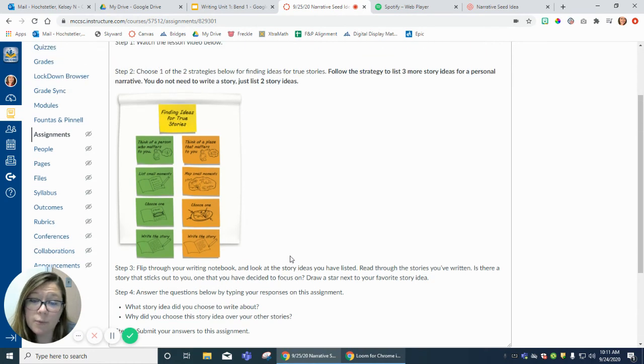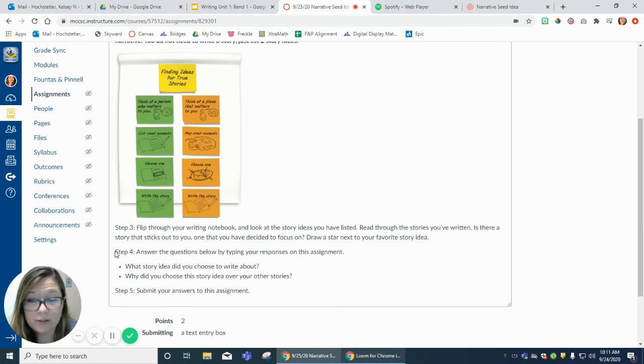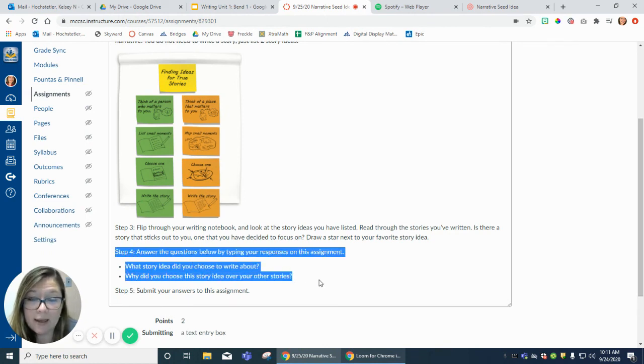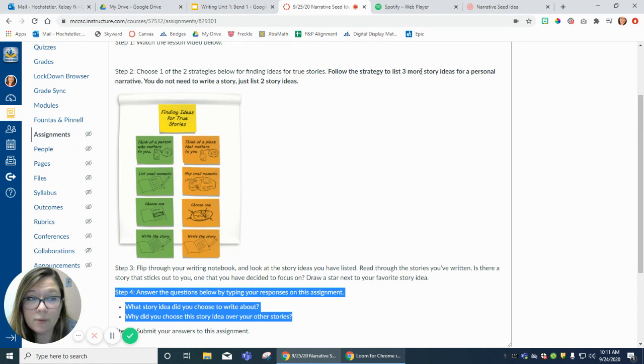So although you have 3 things you need to do, you only need to turn in one thing on Canvas, and that's this part where you're doing step 4. The other 2 things are brainstorming 3 more ideas and then choosing an idea. And then the only thing, again, that you're submitting is answering those 2 questions.